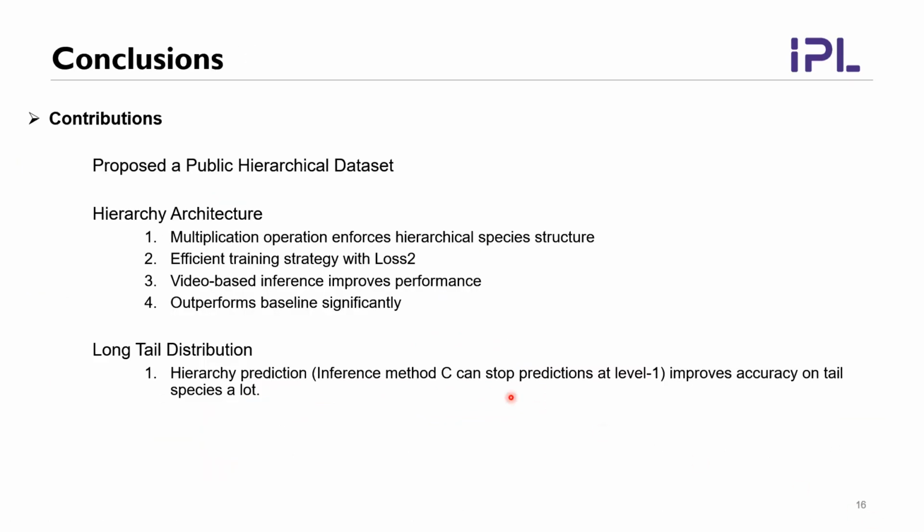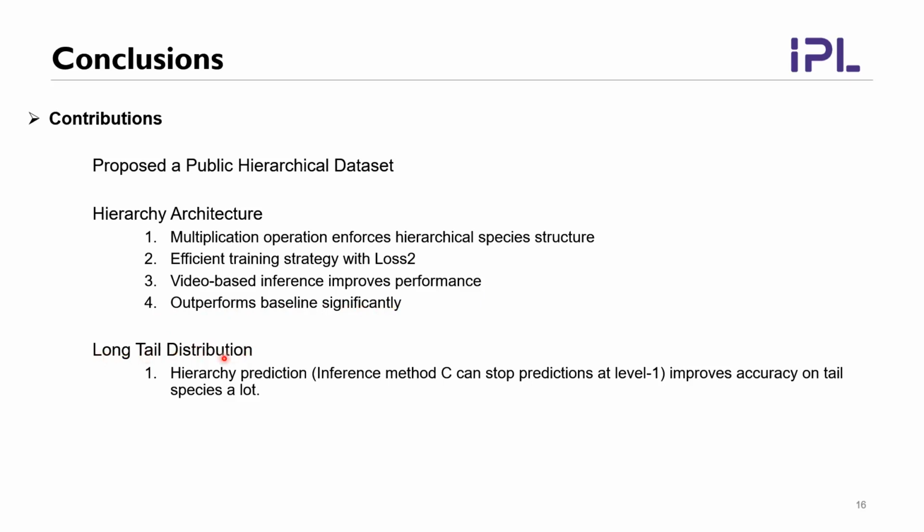We propose a public hierarchical dataset. We design a model for hierarchical species classification. In our model, we use multiplication operation to enforce the hierarchical species structure. We propose an efficient training strategy with loss 2. We also propose video-based inference to improve the performance. And our model outperforms the baseline dramatically.